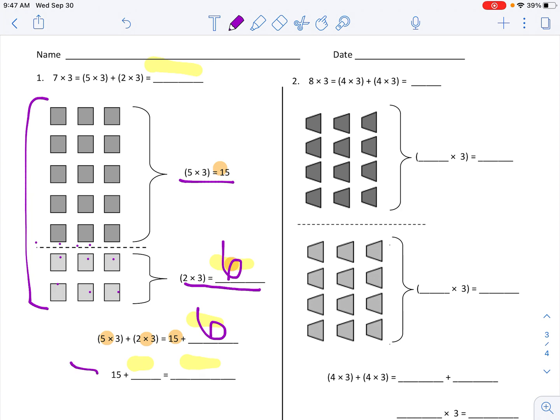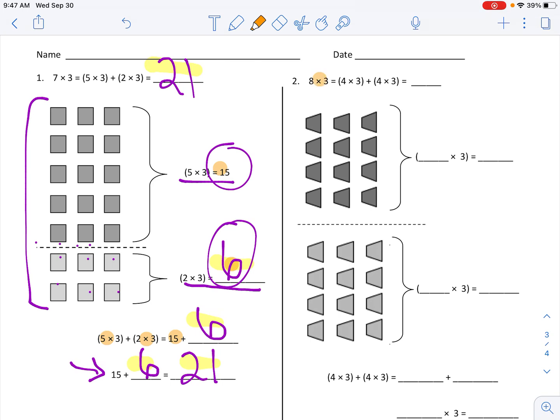And in this last part of my problem, it's saying 15 plus what equals what? Well, here's my 15 plus this 6. What does it equal? 15, 16, 17, 18, 19, 20, 21. So there must be 21 squares in that whole array. Don't forget to go back up to the top and add that answer.